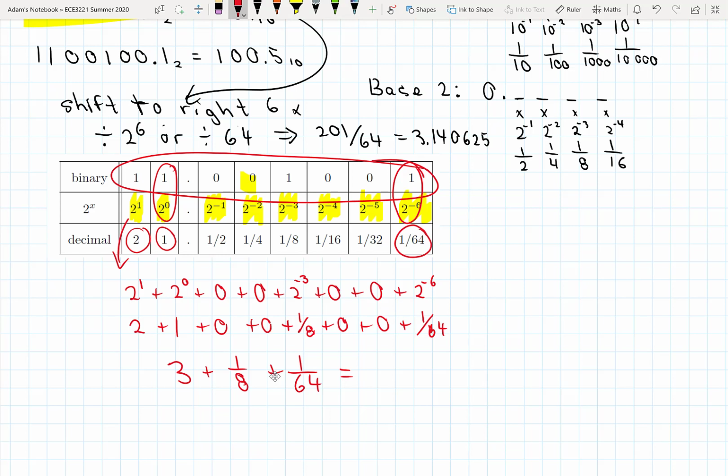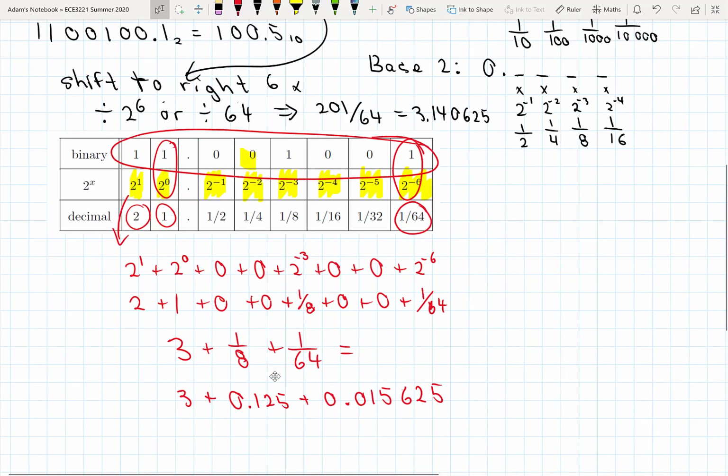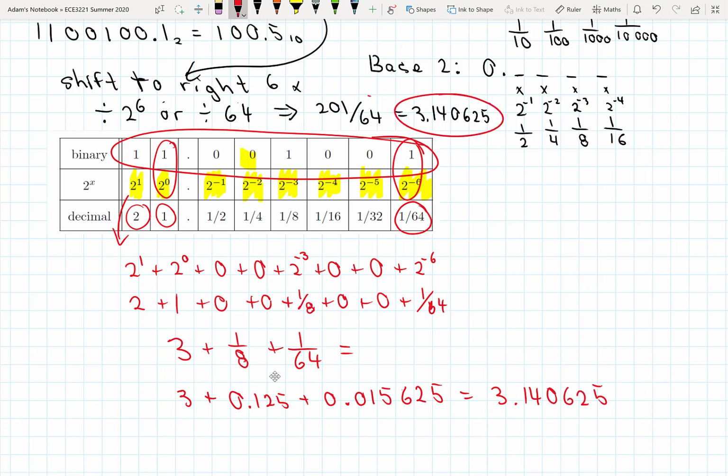Okay, that will give us a value of 3 plus 0.125 plus 0.15625. Add those together and we get the value that we said earlier from just taking 201 divided by 64. Okay, and this might be used as an approximate value for pi, for example.